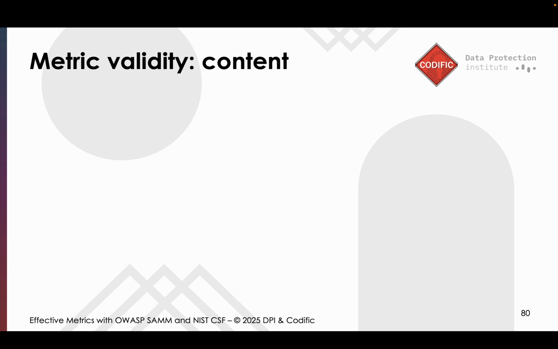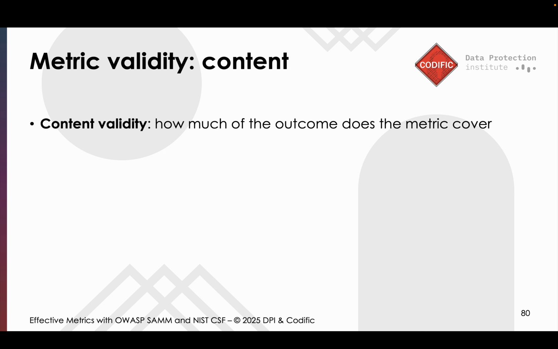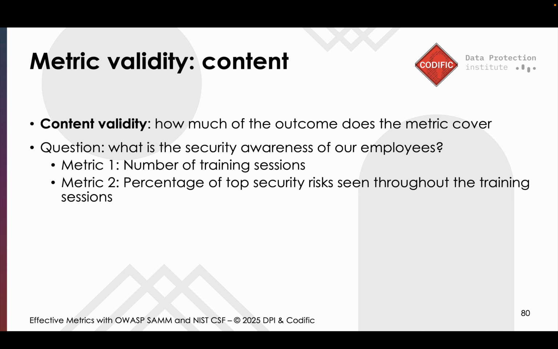Even if your metric has perfect precision and consistency, there are 3 types of validity threats when it comes to jumping from your metric values to answers and conclusions for your questions and goals respectively. Content validity is about how much of the outcome your metric covers. So if you're trying to answer the question, what is the security awareness of your employees?